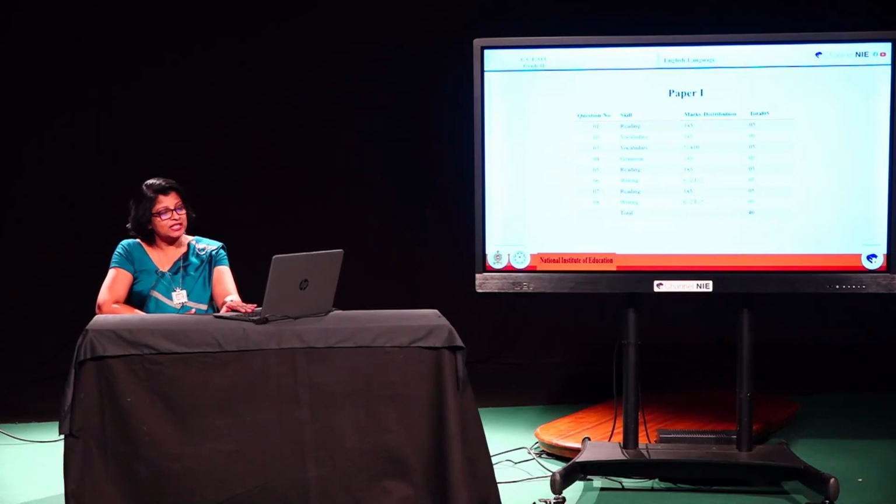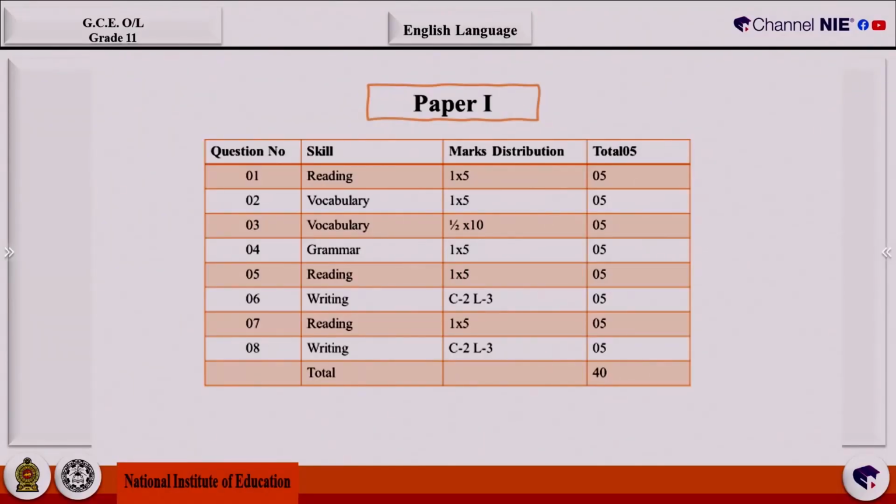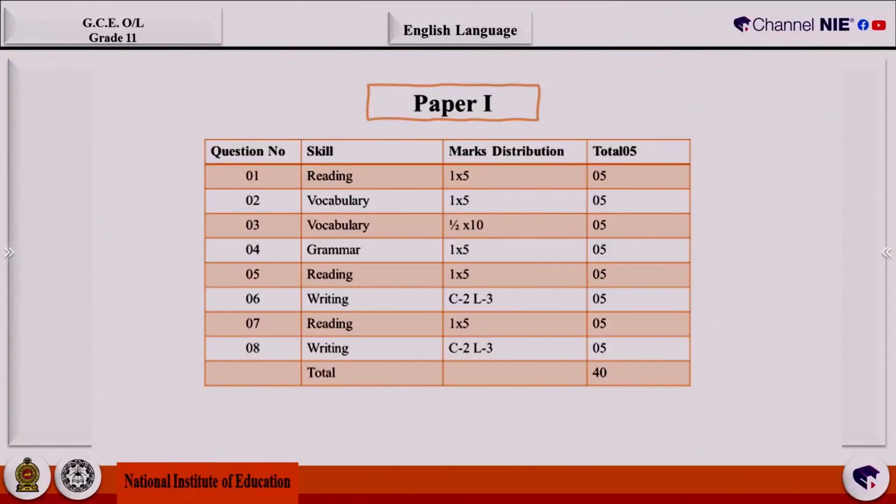For example, question number 1 is based on your reading skills, and we know that the marks that will be given to question number 1 is 5. And question number 2 and question number 3, they are based on vocabulary, and you will be given 5 marks each. I think you all know question number 3 is based on a picture description, and there you have to fill some 10 blanks, and for each blank you are given a half mark, and altogether the total number will be 5. So this is what you will see in your paper.